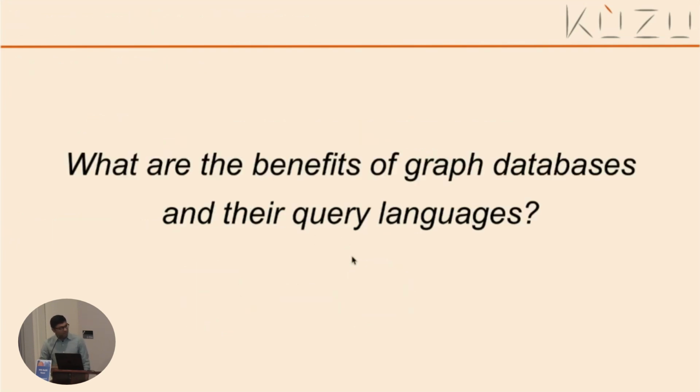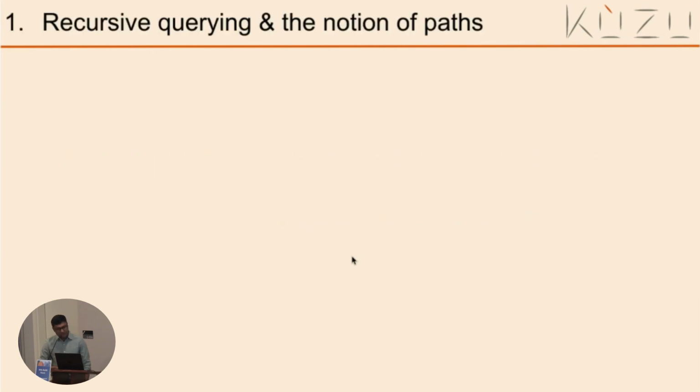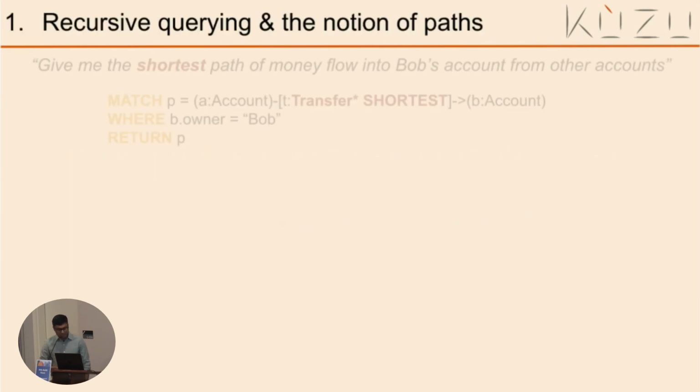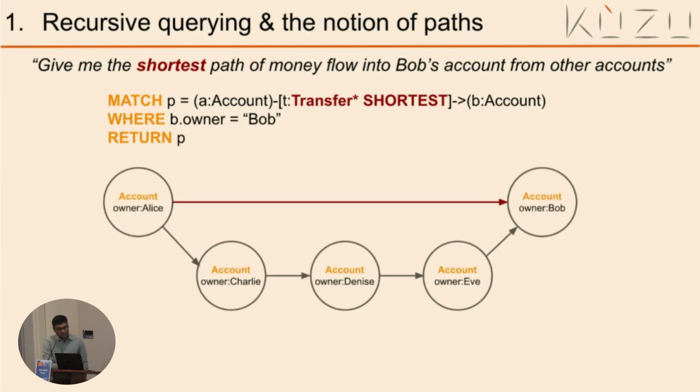So we'll go over the benefits of graph databases and their query languages. The first is the idea of recursive querying and the notion of paths. So assume you have a financial transaction network like this, and you're asking a question, give me the shortest path of money flow into Bob's account from other accounts. And Bob here is this node on the right. So the money could have come into Bob's account from many sources. What this query is doing in Cypher is saying, give me the path, match the path that matches an account that did a transfer. And most importantly, you have these two things here, the star and the shortest keyword.